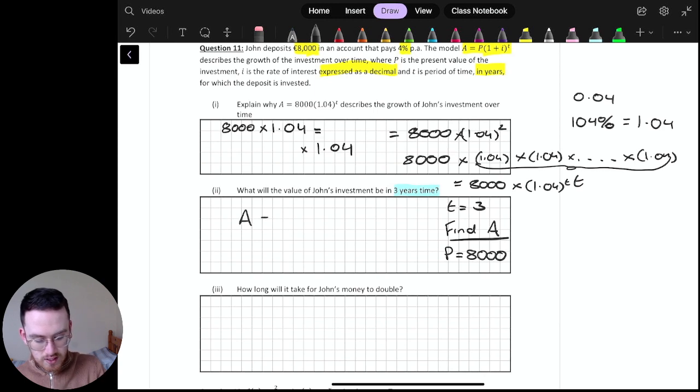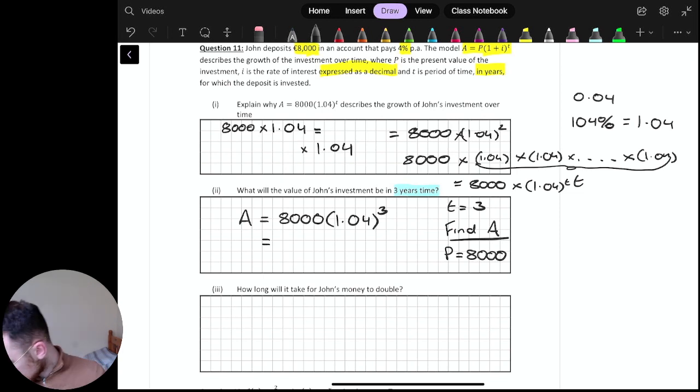So we're looking for A. When we have 8,000, we know the interest was 4%, so we're back with this formula we had originally, and we're going to put 3 there. And then it's just a matter of working that out. So let me just see here. We can just input that into our calculator fairly easily. 8,000 multiplied by 1.04 to the power of 3, and we get an answer of 8998.